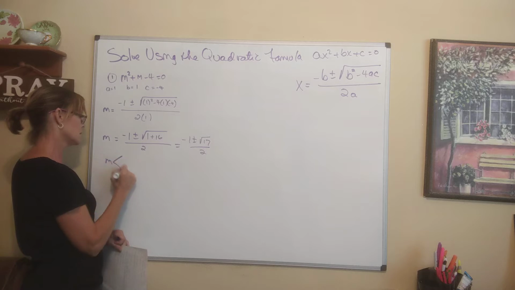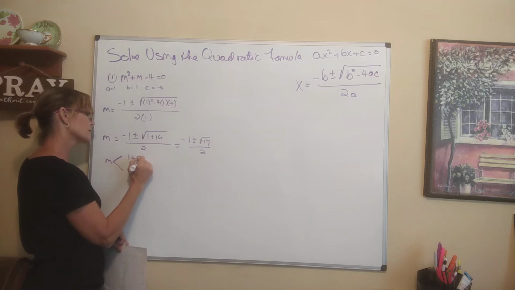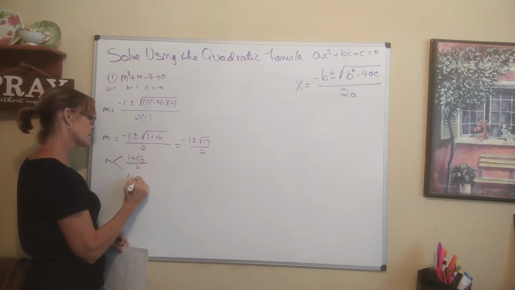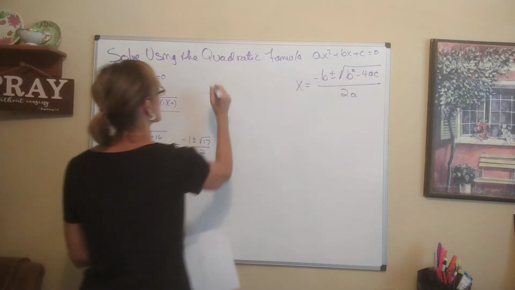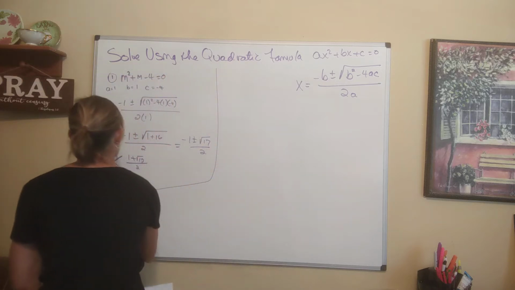So m is negative 1 plus the square root of 17 over 2, and negative 1 minus the square root of 17 over 2. All right, that's number 1. Number 2 is this.